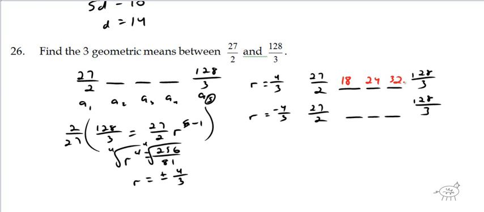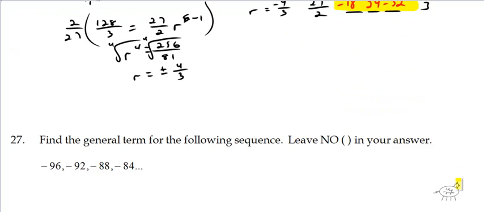And the only difference between that and this next one, which is negative, is just this: when I multiply the first term by negative 4/3, I get negative 18 times a negative 4/3, which is positive 24, times a negative 4/3, which is negative 32. Okay? So those are two sets of answers that you guys would have for those geometric means. Okay? All right, and last problem.